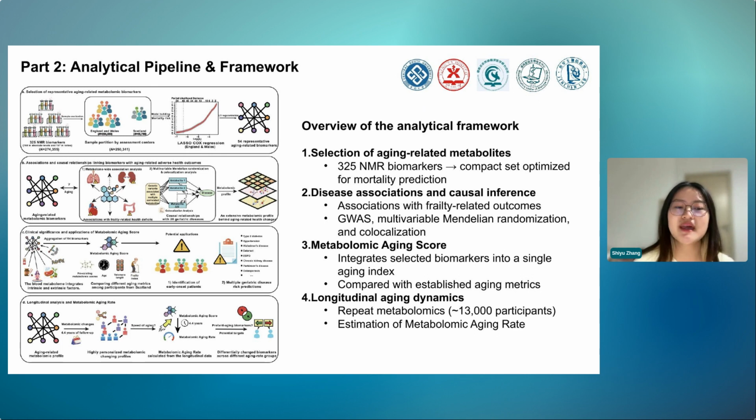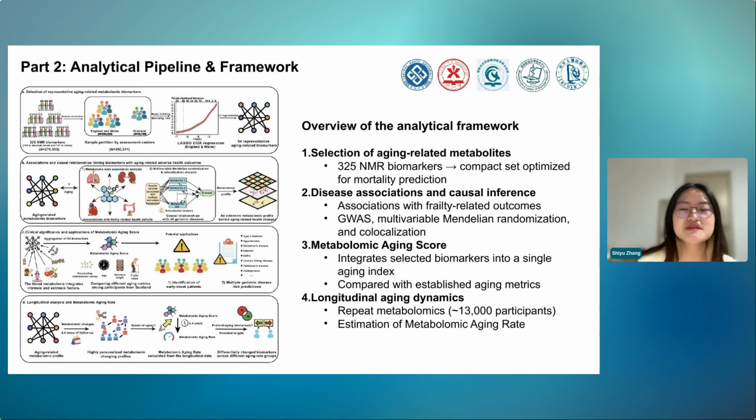Next, we examined how these biomarkers relate to frailty-related phenotypes and aging-related disease. To move beyond associations, we integrated genetic data and applied Mendelian randomization and colocalization analysis to explore potential causal links. We then combined the selected biomarkers into a metabolomic aging score and compared its performance with established aging measures, including chronological age, telomere length, and the frailty index.